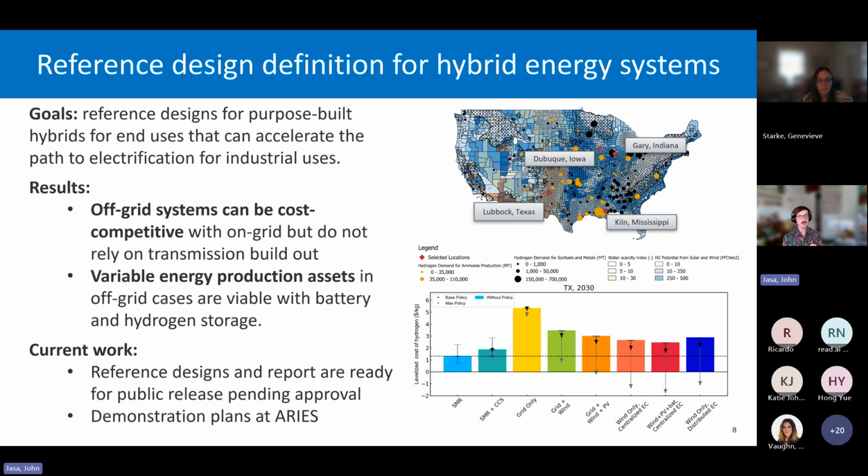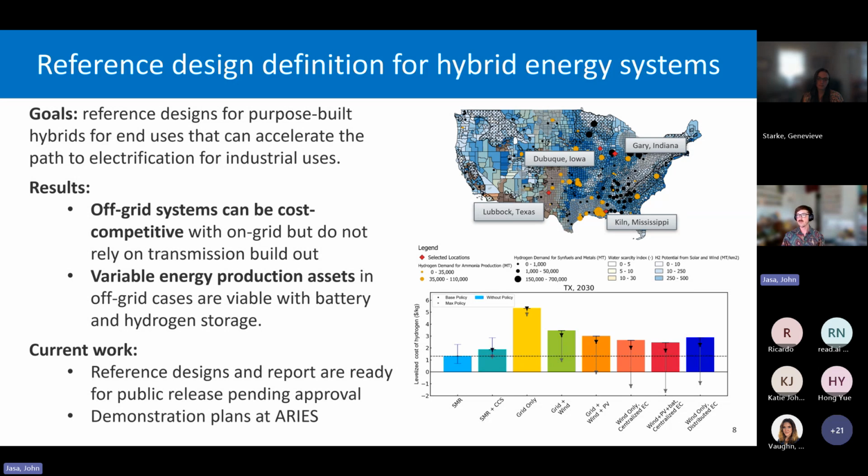But what we found based on this is that off-grid systems, so non-grid connected hybrid energy systems, absolutely can be cost competitive. They're able to circumvent some of the current issues plaguing people who are trying to actually create these hybrid energy systems by not relying on transmission build-out. If we don't need to connect to the grid or have a huge interconnection limit, we're able to build these systems sooner rather than later.